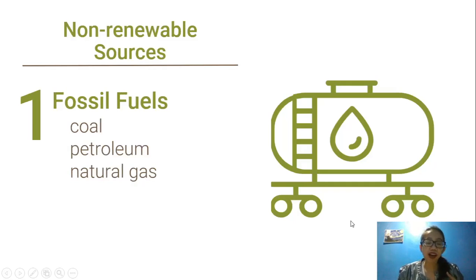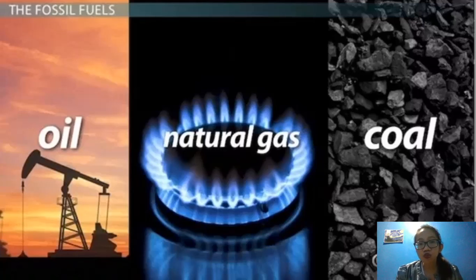Hello and welcome back. In this part of the module, we will be discussing the bulk of non-renewable sources, namely fossil fuels. Now, fossil fuels have three types. You have coal, petroleum, and natural gas. They are different in terms of their own respective properties. Oil or petroleum is in liquid form, natural gas is in gas form, and coal is in its solid form.